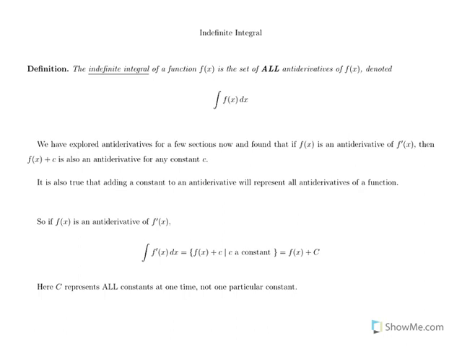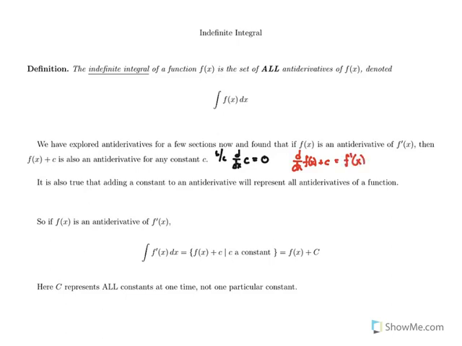And we know that dealing with definite integrals, the definite integral is heavily related to the antiderivative of a function. So we've explored antiderivatives for a few sections. Now we've done some practice problems to get ready for this section and found that if f is an antiderivative of f prime, then if we add c to that function as a constant, that's also an antiderivative, and that's because the derivative of a constant is 0. So when you take the derivative of f of x plus a constant, you get just f prime.